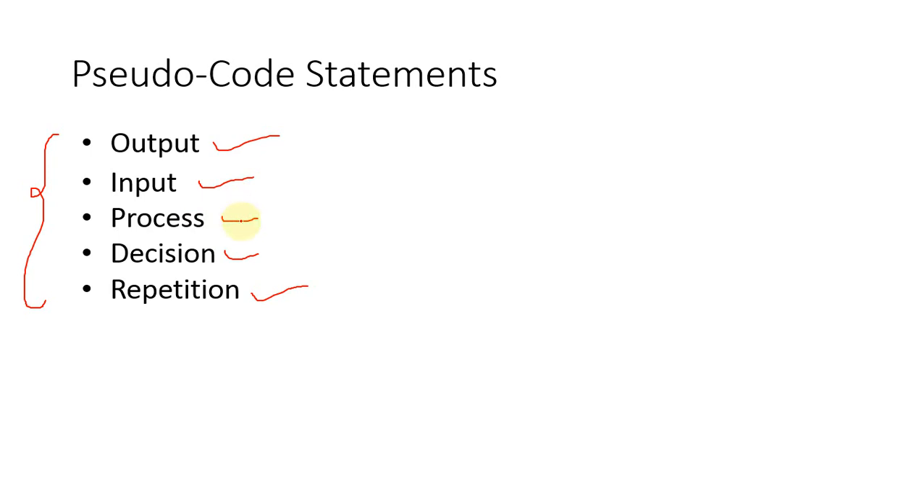You are going to calculate the area, the factorial, the sum, like that. Decision making means you need to check the obtained value, meaning the processed value, or sometimes the inputted value. Depending upon the decision, whether it is true or false, we execute a certain set of statements. That is decision making.